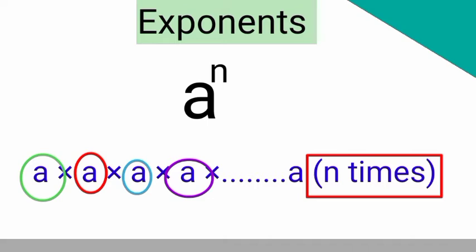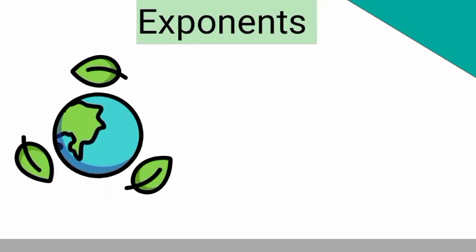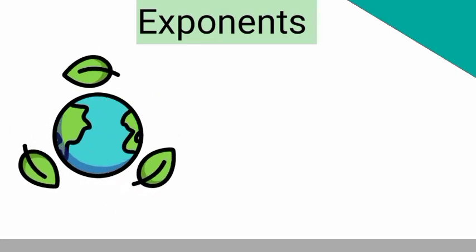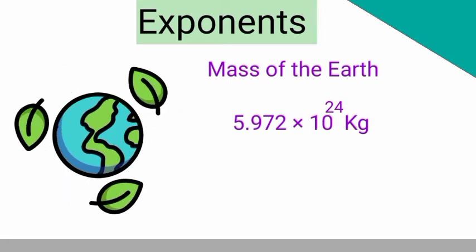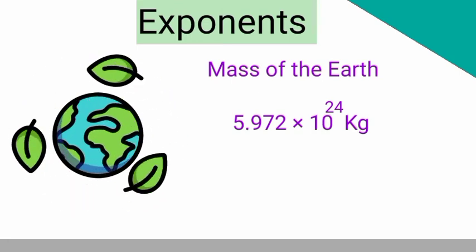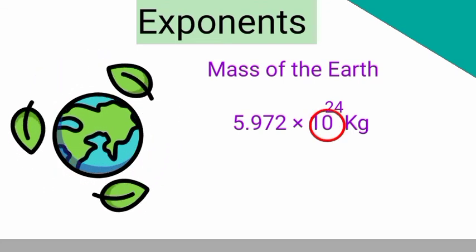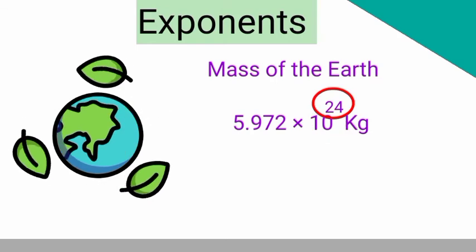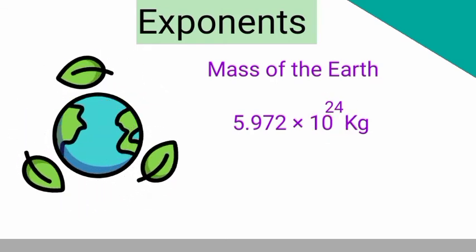Right? We use exponents in our daily life in so many places. Like if we want to represent the mass of the earth, how would you write it? It is 5.972 multiply 10 raised to the power 24 kilogram. Here base is 10 and 24 is power, exponent or the index.